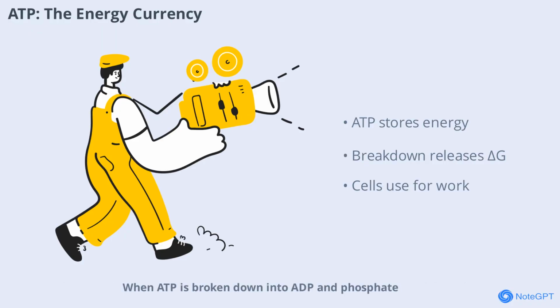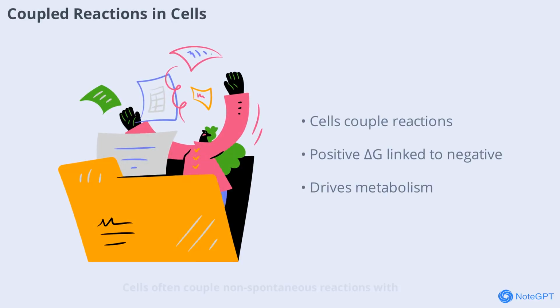When ATP is broken down into ADP and phosphate, it releases a significant amount of Gibbs free energy, which cells use to perform work. This process is a prime example of how living organisms harness and manage energy at the molecular level. Cells often couple non-spontaneous reactions with spontaneous ones to drive essential processes. By linking a reaction with a positive Gibbs free energy change to one with a negative change, the overall process becomes feasible. This strategy is vital for metabolism, allowing organisms to build complex molecules and maintain order in a constantly changing environment.